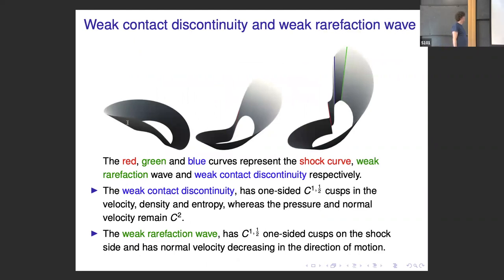Okay. So now I talked a lot about these weak contact discontinuities.